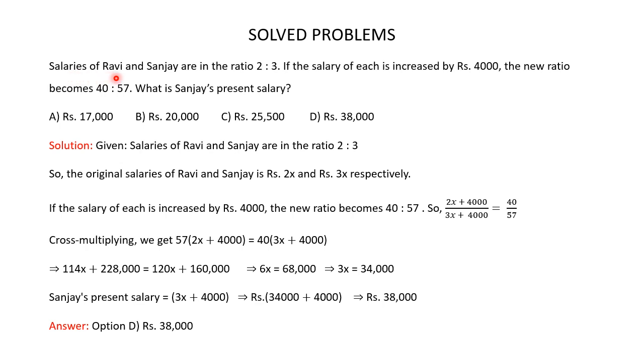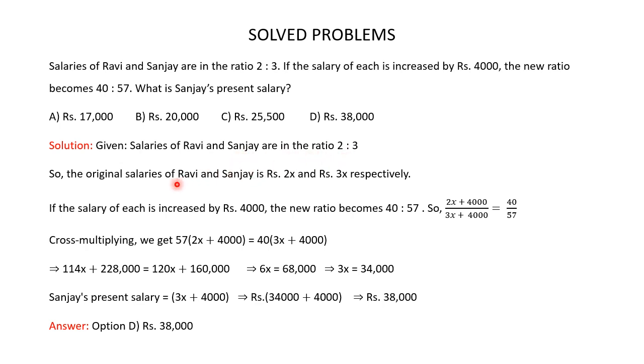Salaries of Ravi and Sanjay are in the ratio 2:3. If the salary of each is increased by rupees 4,000, the new ratio becomes 40:57. What is Sanjay's present salary? You are given four options and you have to find out which of these options is the correct one. Now it's given that the salaries of Ravi and Sanjay are in the ratio 2:3.